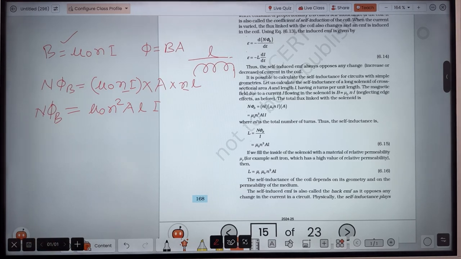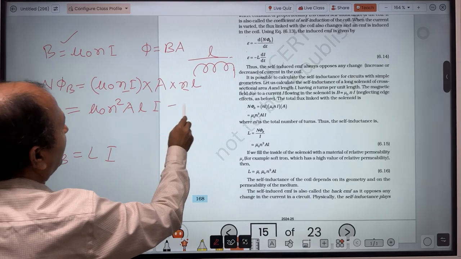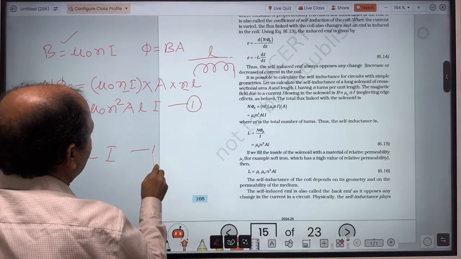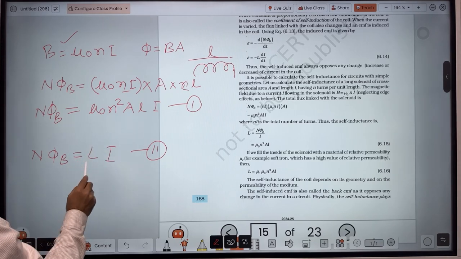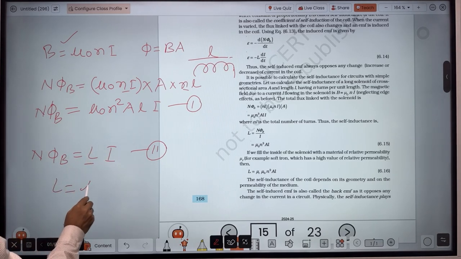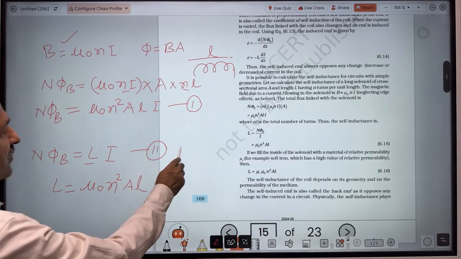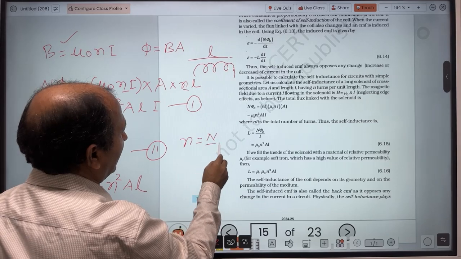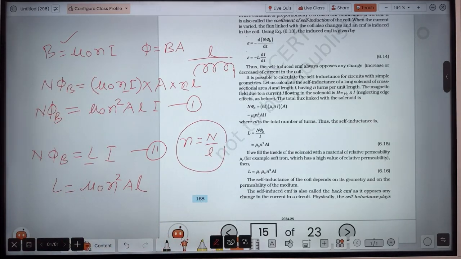And do you remember the previous relation? The previous relation was N phi equal to Li. Suppose this is equation number 1, and this is equation number 2. If you compare the two, you can get the value of L. So L will be equal to mu naught n square A l. If you wish, you can write small n equal to capital N upon l, then you will get another expression.